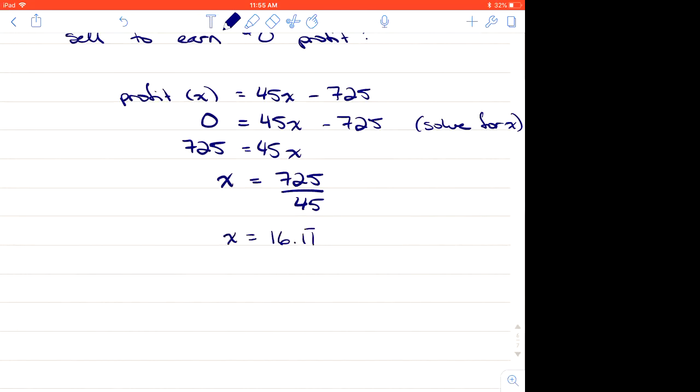Perfect. So what does that mean? Well, it means you have to sell more than 16 items, right? 16 items just doesn't quite get you there. You're slightly at a negative profit. It's costing you money. But if you get 17 items out there, then you're past 0. Right?